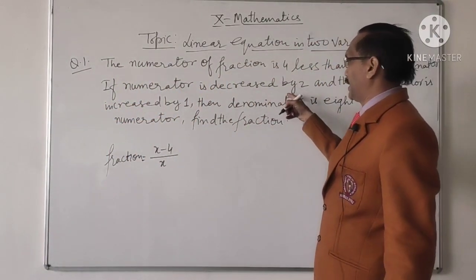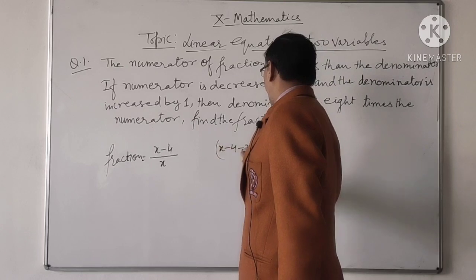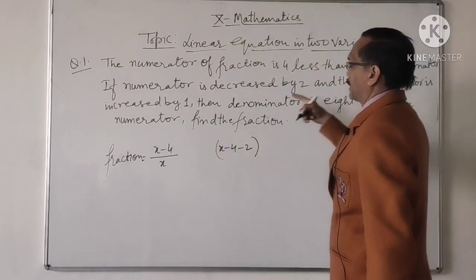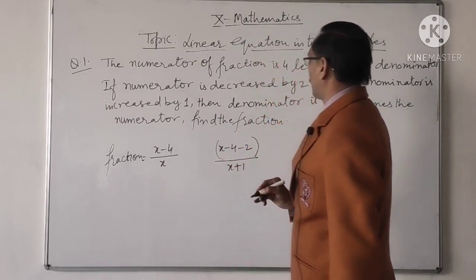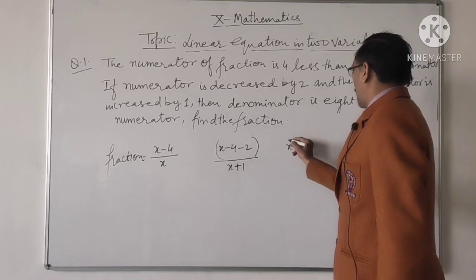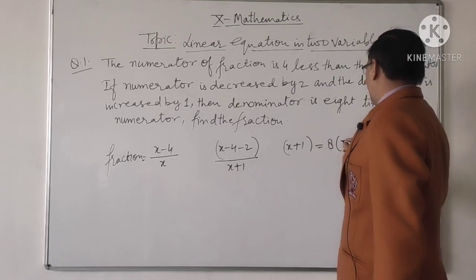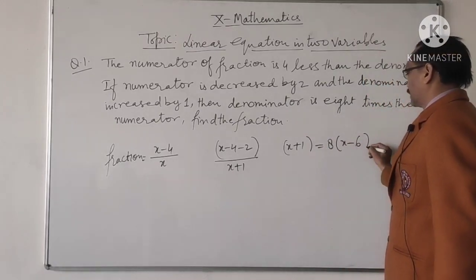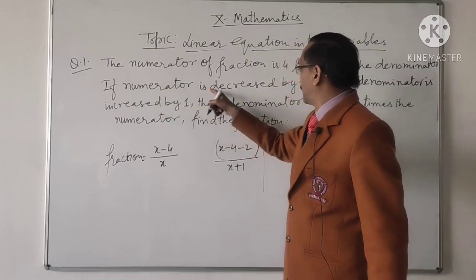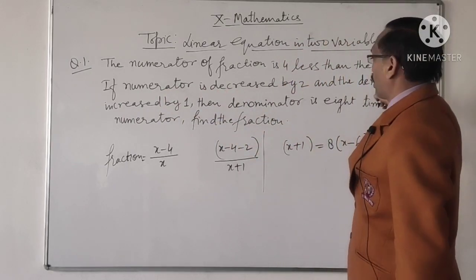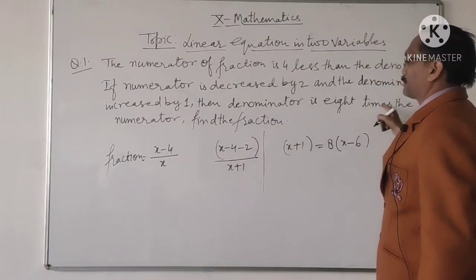Now, the numerator is decreased by 2. It means x minus 4 minus 2. And the denominator is increased by 1, which is x plus 1. Then the denominator x plus 1 is 8 times the numerator. The numerator is x minus 6. According to the question, when the numerator is decreased by 2 and the denominator is increased by 1, then the denominator is 8 times the numerator.